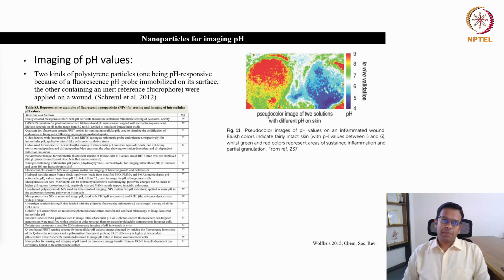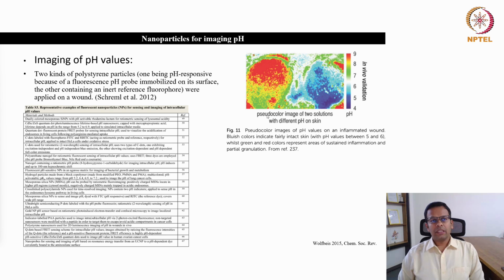So apart from its several applications for super resolution imaging, the nanoparticles are used for imaging pH, imaging oxygen, imaging temperature in the cells or in the tissue samples. So I will show you some examples of how they can be used for sensing pH. Here is one specific example: two kinds of polystyrene particles, one being pH responsive because of the fluorescent pH probe immobilized on its surface, and the other containing an inert reference fluorophore, were applied on a wound.